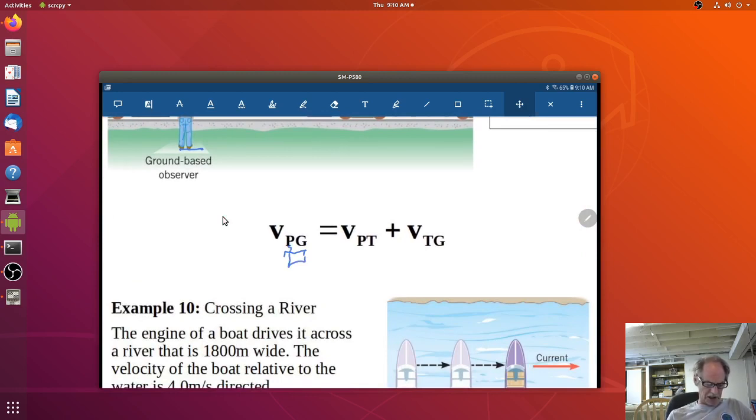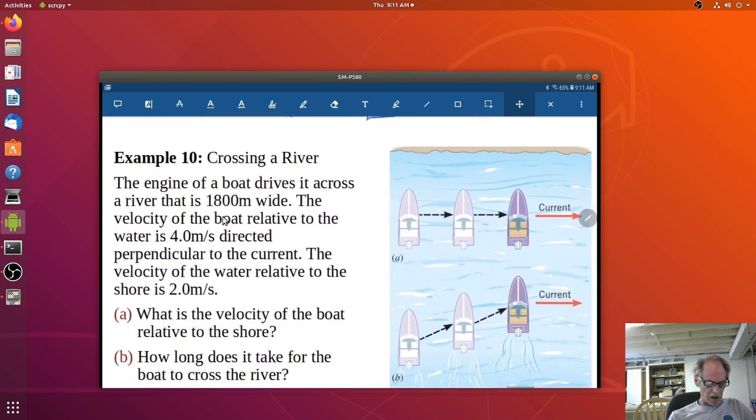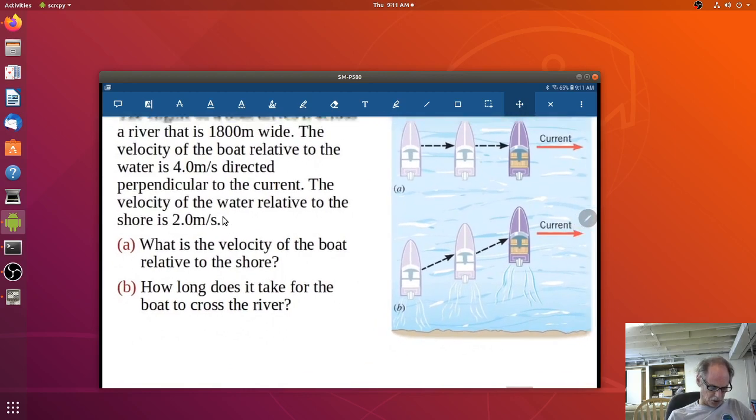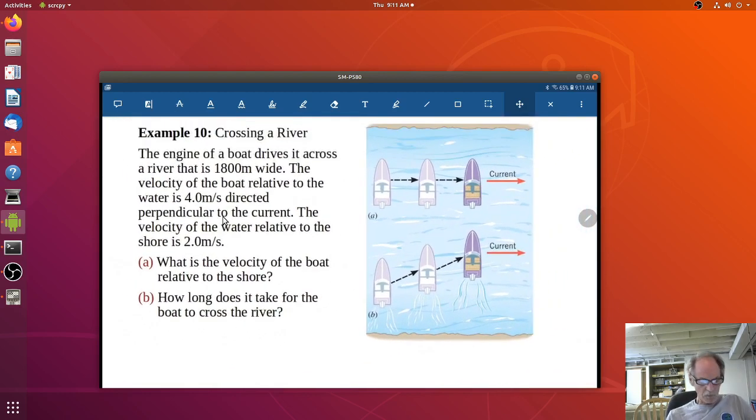So you see that these two frames of reference, or these two velocities, are the same as these two, and the train is the intermediary in that case. So this is true for vectors also. Those were just motion along a straight line, but it's true for vectors.